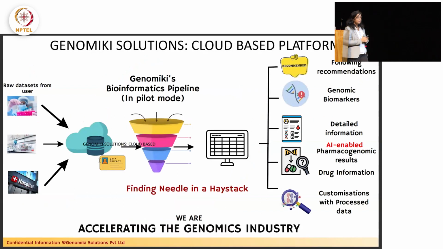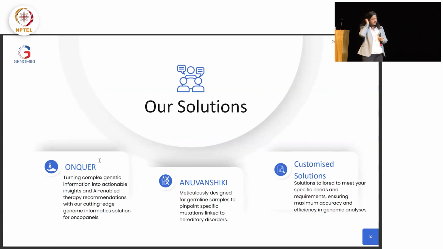Now, this was the kind of cloud-based platform that we started with. This is the solution that we talk about, wherein the raw data from the users, which includes various genome testing data, and our users are hospitals, diagnostic labs, and doctors, will go through the pipeline, the algorithm that we have made, and will provide detailed information about the genomic biomarkers, the pharmacogenomic results, and various other customizations using that particular data. So these are the different solutions that we have right now.